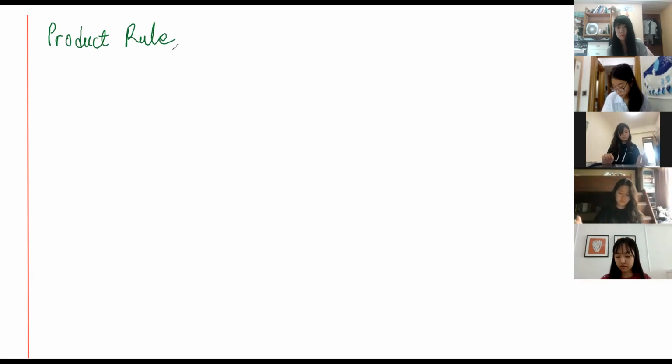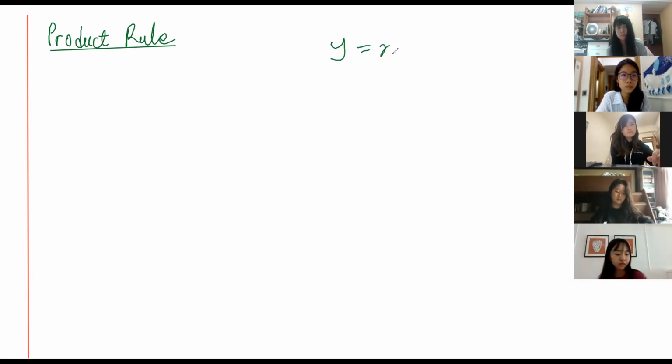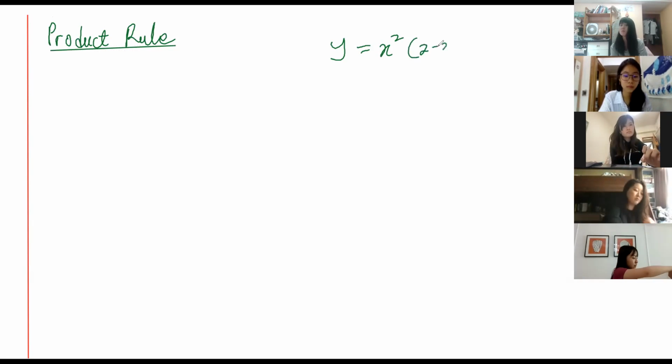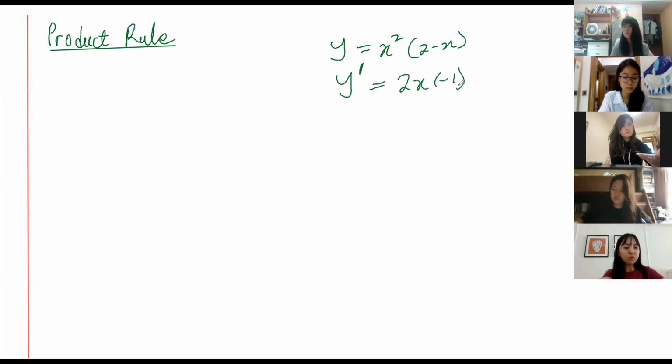So the thing is, with the product rule, many people might think it's just going to be the product of their derivatives. No. For example, if you have y equals x squared times (2 minus x), is the derivative of y, that's another notation, going to be 2x times minus 1, which is minus 2x? No.